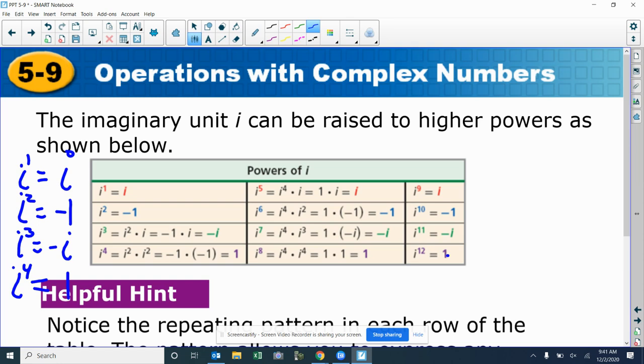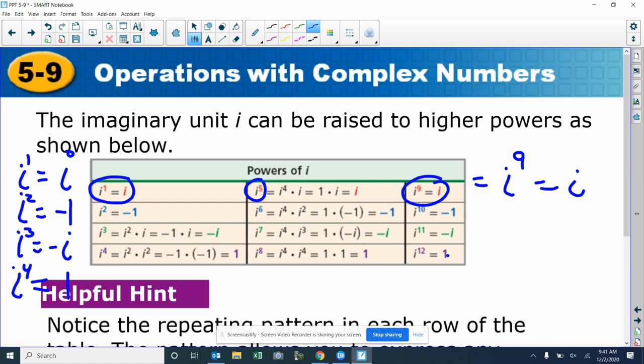Now, we can have i to any power. It's always going to be one of these. So I'm going to have you say, hey, what is i to the 9th? Well, it's going to be one of those. Okay? They rotate every 4. So i to the 1st is i. i to the 5th, that would be 4 more. That's still i. So i to the ninth turns around and it is just i. Make sense?